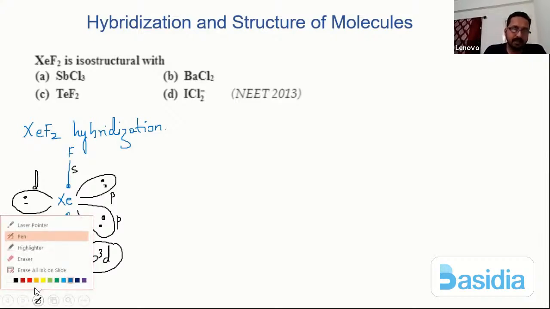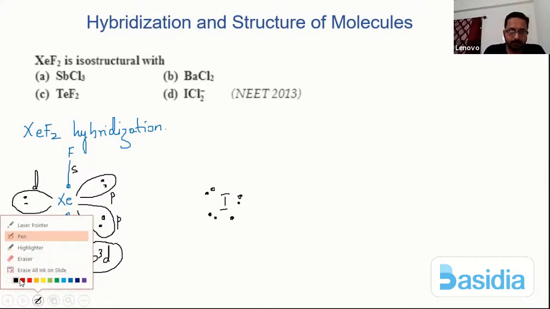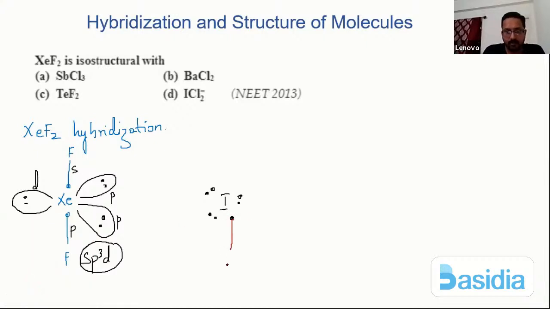Now let us first try to understand the ICl2 minus molecule. When you take an I in the center, you have a lone pair of electrons over here, and there's one single electron. Let us not forget, so I'm going to keep it over here. Let me extend one chlorine over here, and one chlorine over here.